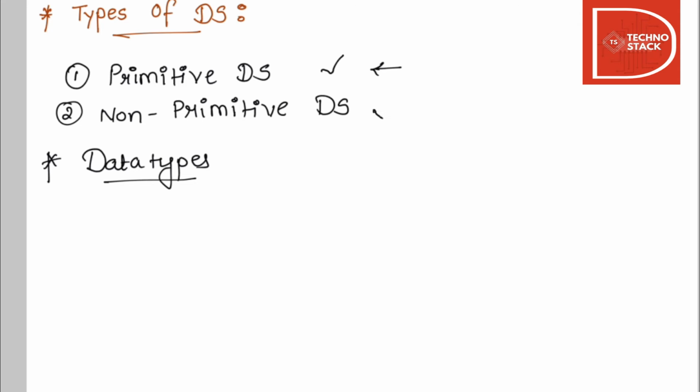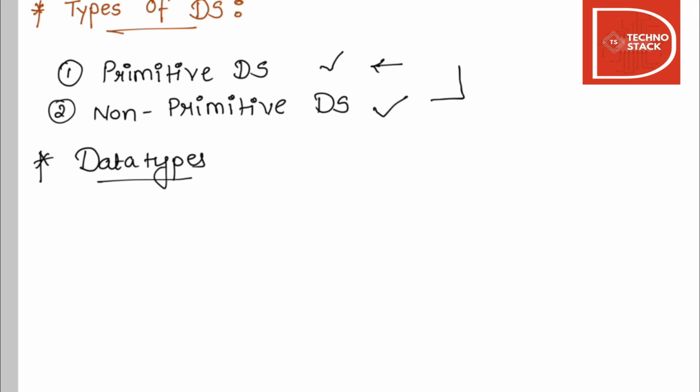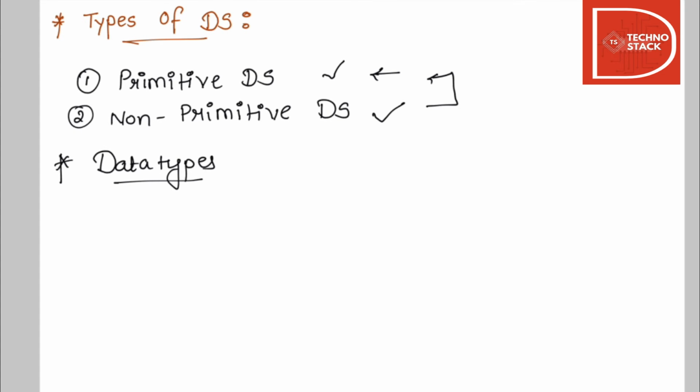Next in the list is non-primitive data structure. These are more sophisticated data structures. These are derived from primitive data structures. So non-primitive data structures are actually derived from primitive data structures. The non-primitive data structures emphasize on structuring a group of homogeneous or heterogeneous data items. Examples of non-primitive data types are array, list, file, etc.